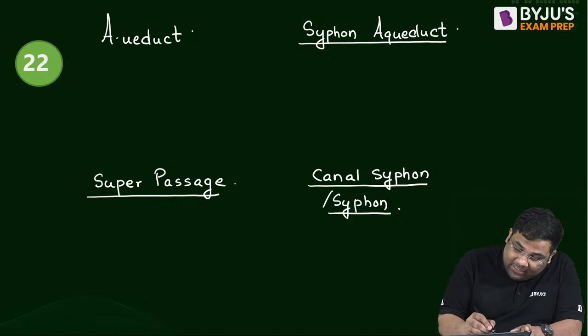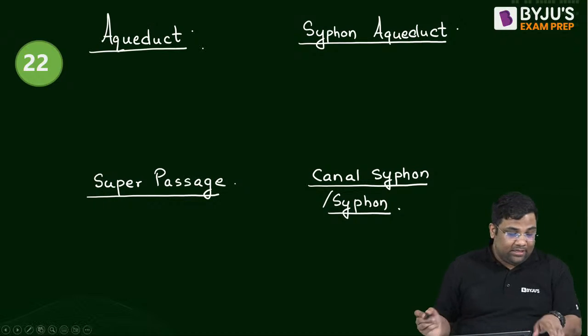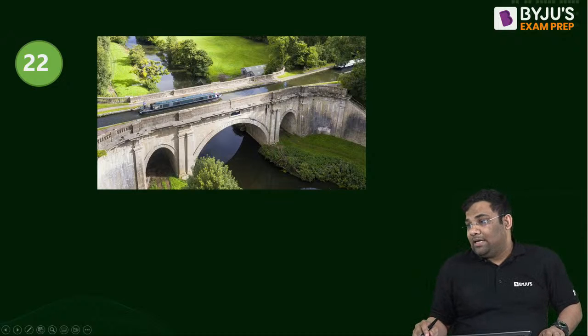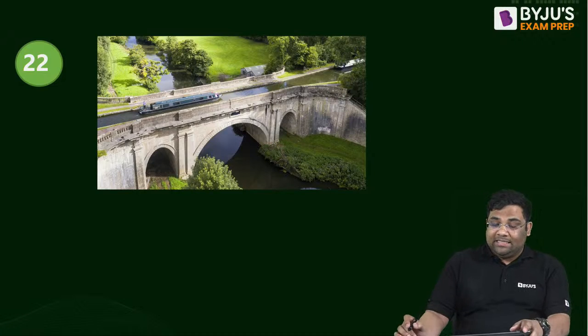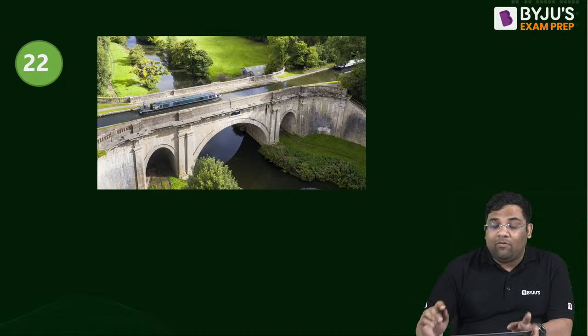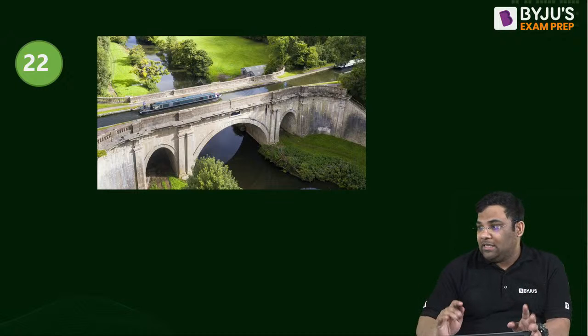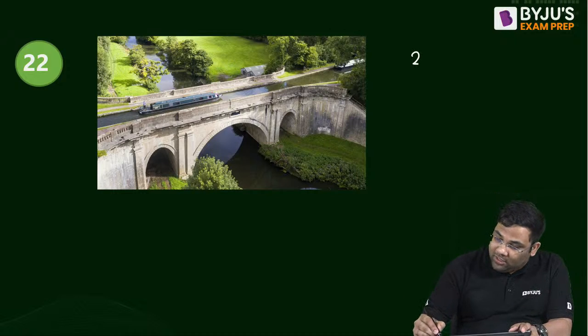Now, first of all, what are these structures? These cross drainage structures are something similar to this. You can see that we have two waterways. There will be two waterways.